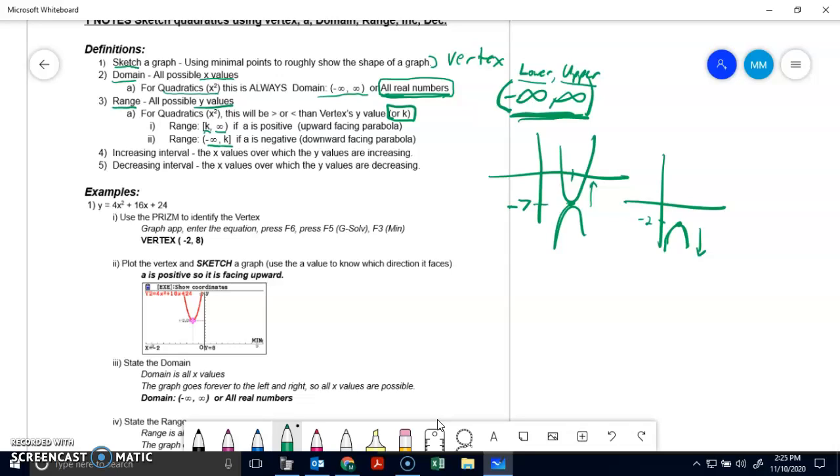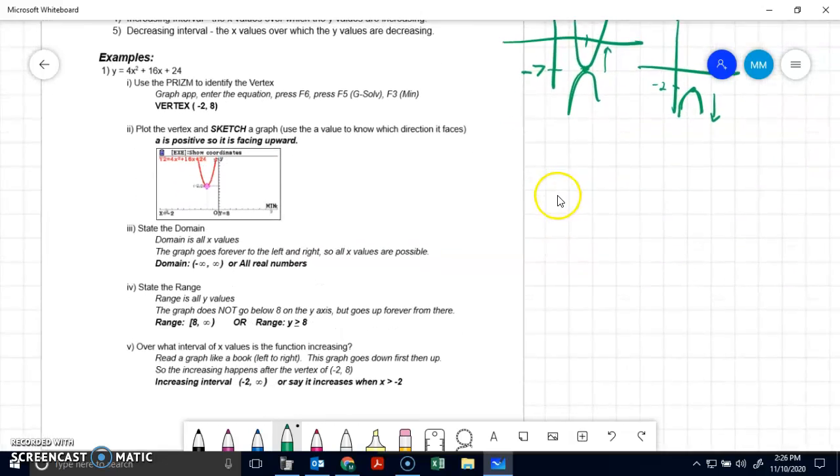Okay? Increasing interval, what x values over which the y values are increasing. So where do the y values increase? What are the x values that show the y values going up? Decreasing, what are the x values that show the y values going down? Okay, so if you want to pause and get some of those definitions down. Sometimes people don't work well with definitions, and that's okay. That's why we're going to take a look at these examples here.